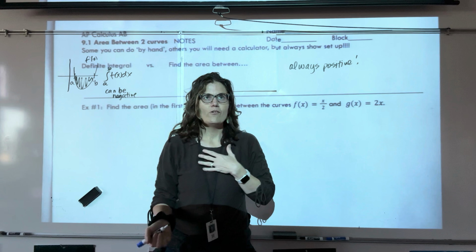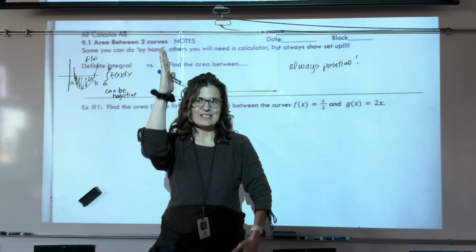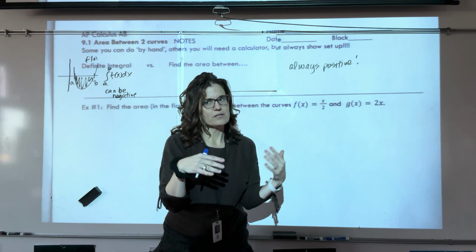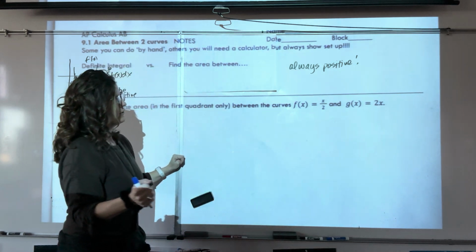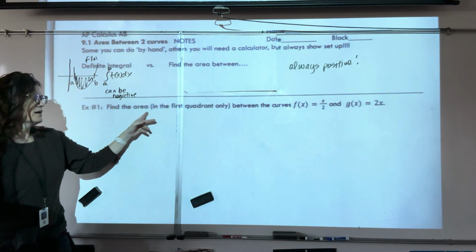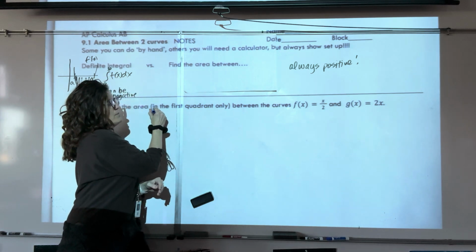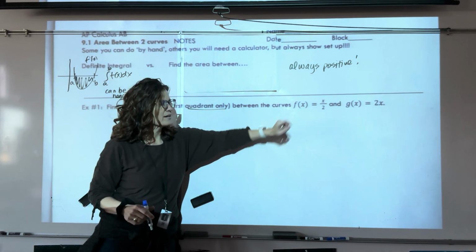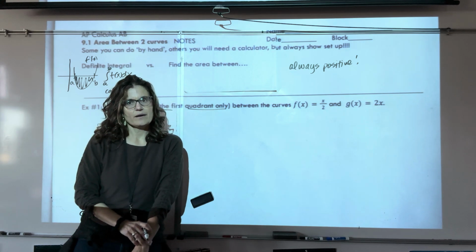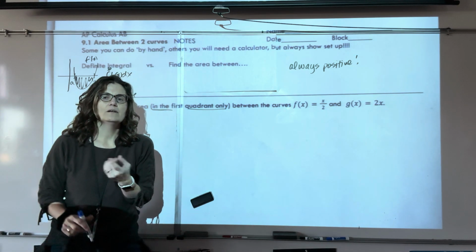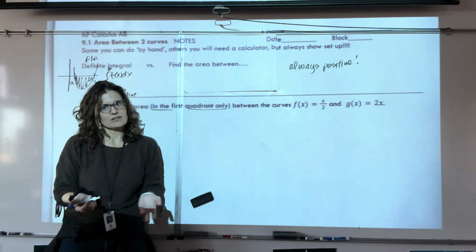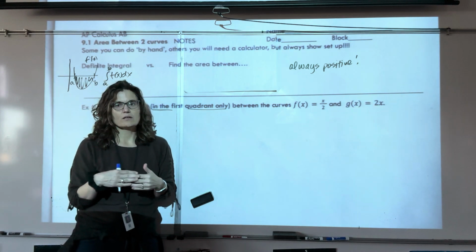Okay. So far I've only been talking about vertical slices, like top minus bottom. There is the harder of the two, the horizontal slice. I'll show you both of those today. But main idea: find the area in the first quadrant only for this problem, which is nice. So we've limited it, between the curves f of x equals x over 2 and g of x equals 2x. I'm going to model this one first like it's no calculator, and then second like it is a calculator question. So first, no calculator.